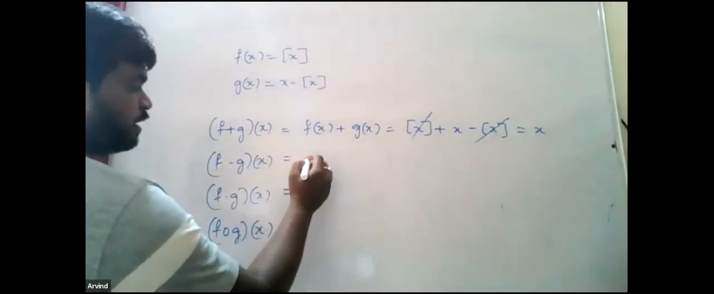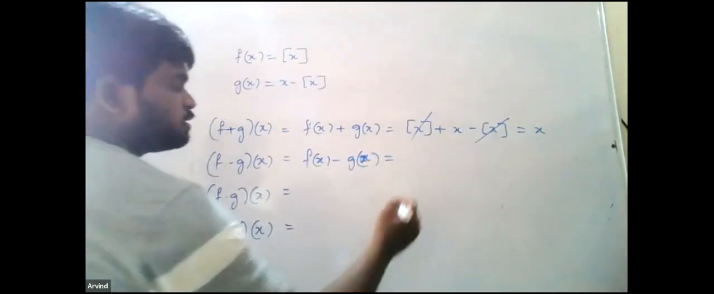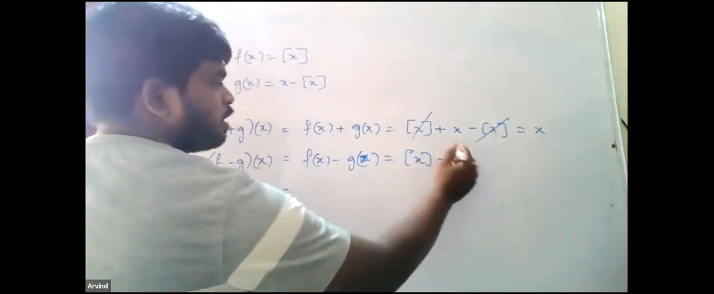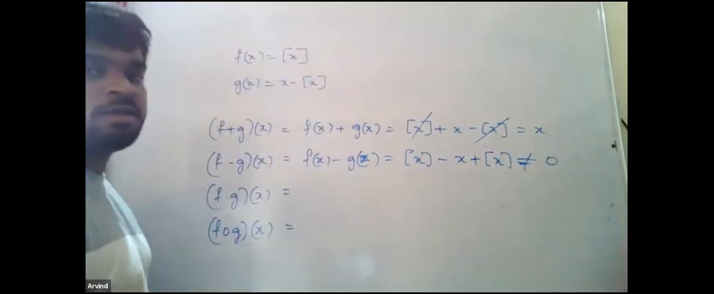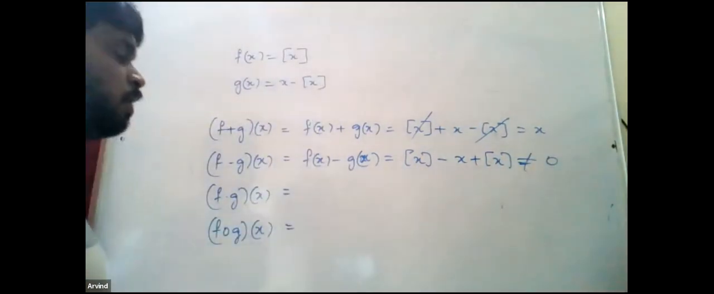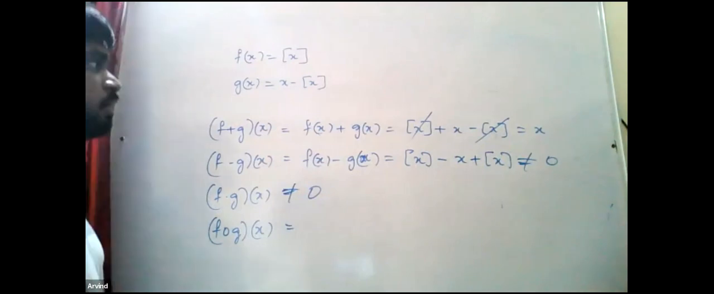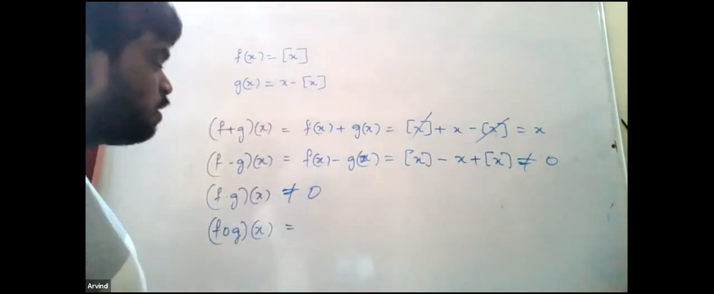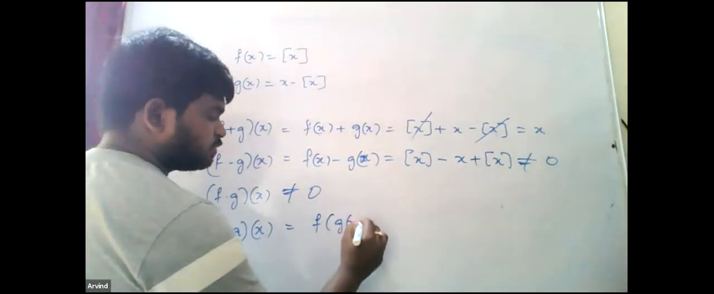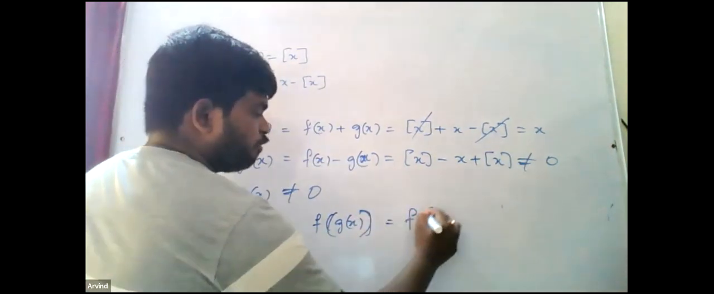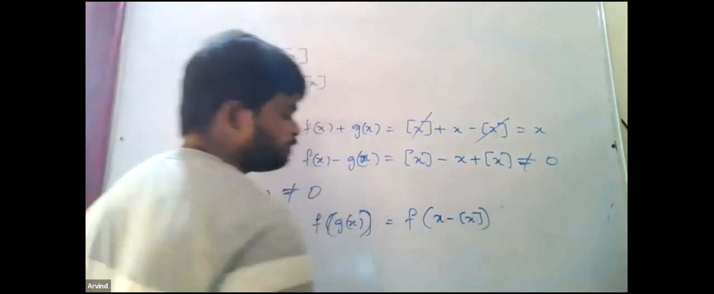Let's take f minus g of x, which is f of x minus g of x, which is greatest integer function minus x, minus into minus becomes plus, which is again not equal to 0. Definitely not equal to 0. Similarly f into g of x will also be not equal to 0, very clearly. X into this will definitely not be equal to 0. Let's check with f circle g of x, which is f of g of x.